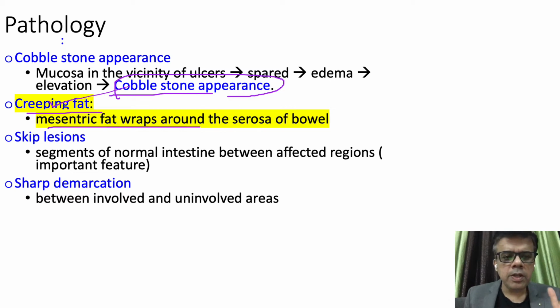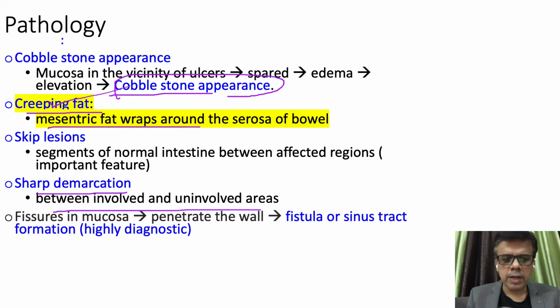Skip lesions, as we discussed, mean normal intervening segments and diseased segments occur, and there is usually a sharp demarcation between the involved and the uninvolved area. Fissures in the mucosa and anal fissures are a very common feature, and they penetrate the wall, and many times fistula or sinus tract formation occurs between the different internal organs. So fissures, fistula, and sinus tracts are pretty common features of Crohn's disease.